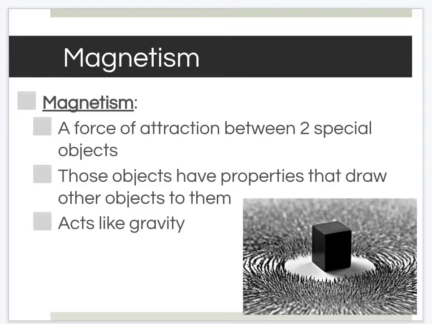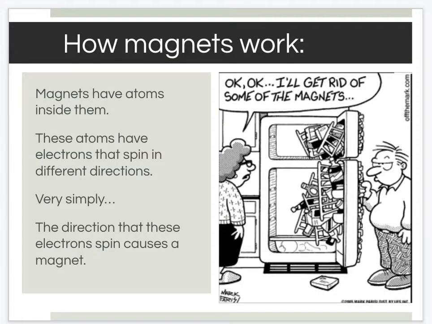However, you can see the objects moving towards or away from each other, and the objects do not need to be touching. So how do magnets work? Magnets have atoms inside of them. These atoms have electrons that spin in different directions. So very simply put, the direction that these electrons spin causes a magnet. So a magnet is caused by the spinning of electrons.